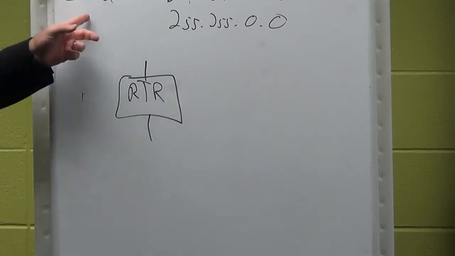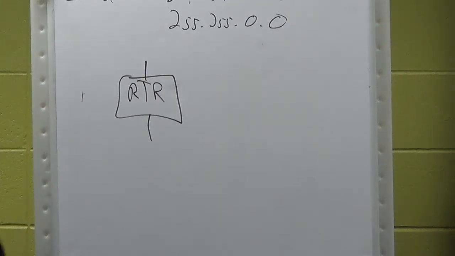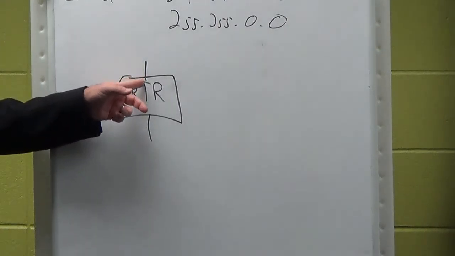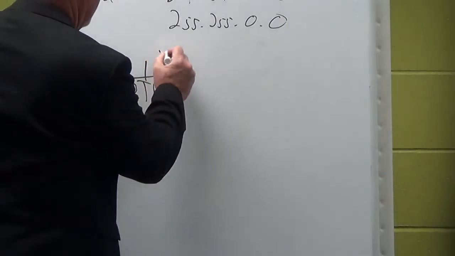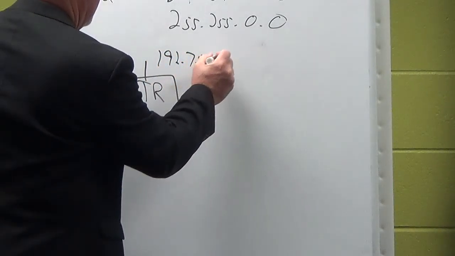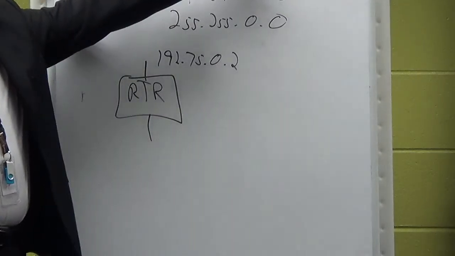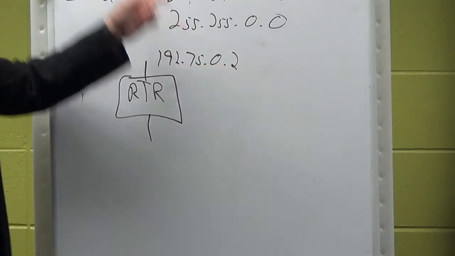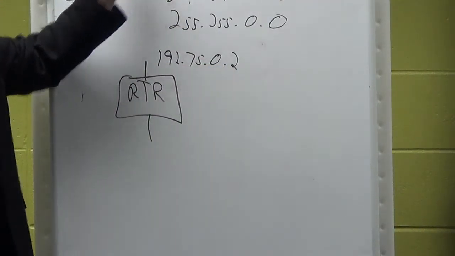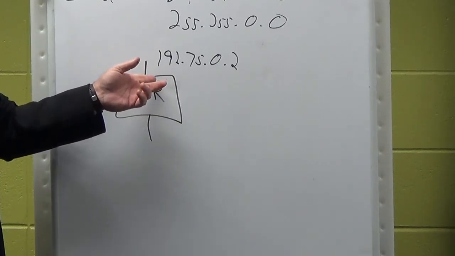Okay, so in Chicago, this card connects to Chicago, this card connects to Indianapolis. Give me an IP address for this card on the top. 192.75.0.2. Okay, how do you know that? Because it's on the same network. I assign the IP address of 192.75.0.2. A host up in Chicago can't see this card on this router unless it's on the same network.